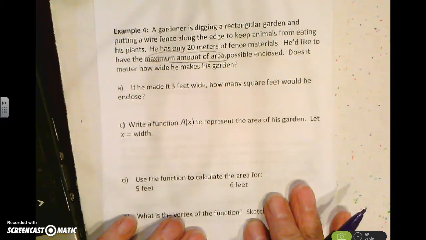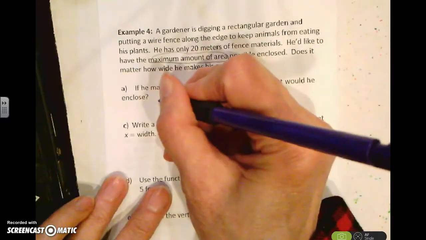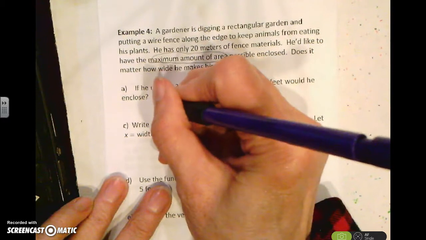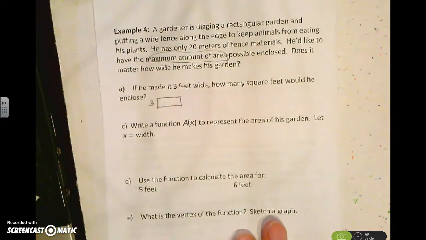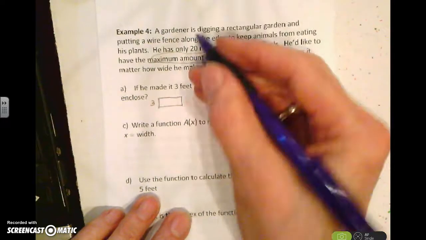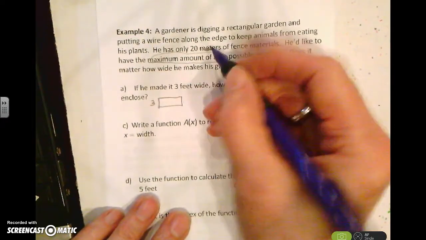Does it matter how wide he makes his garden? Well, first we'll kind of draw a little rectangle, and it said if he makes it 3 feet wide, how many square feet would he enclose? So if he made it 3 feet, we know he has, or 3 meters. Well, that's not going to match, does it? So we'll call this feet.